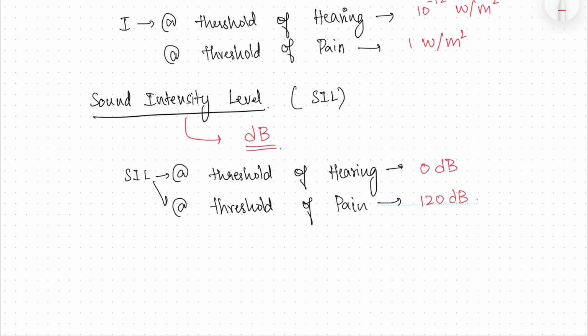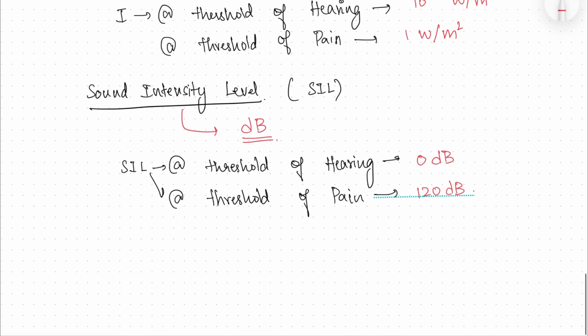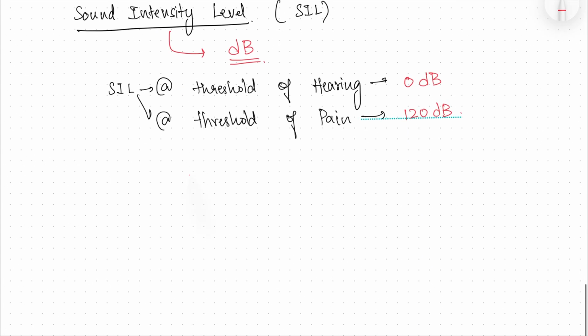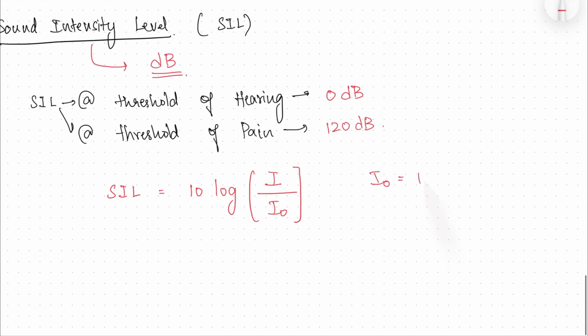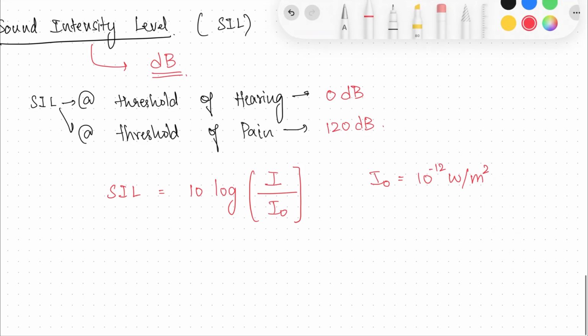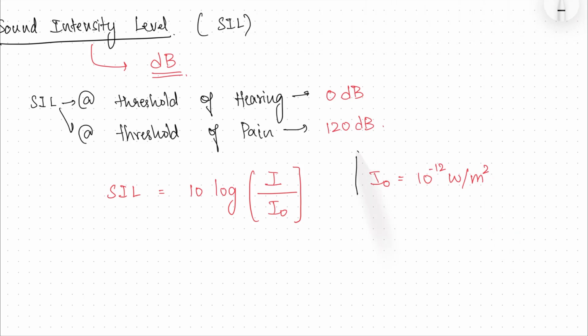Now we will talk about the formula for sound intensity level. SIL is equal to 10 log of sound intensity divided by I naught. And always the value of I naught is your threshold of hearing, which is 10 to the power of minus 12 watt per square meter.